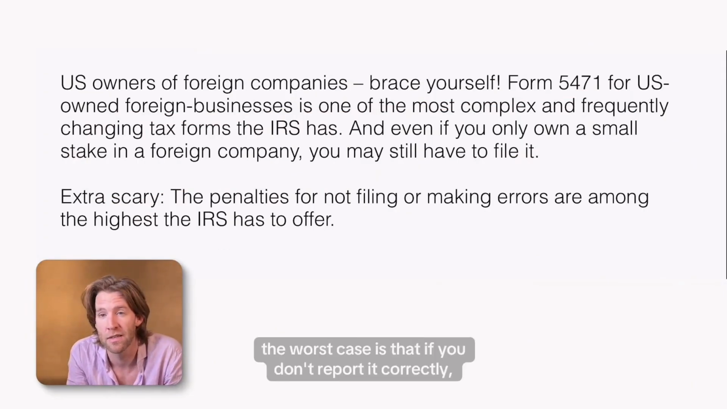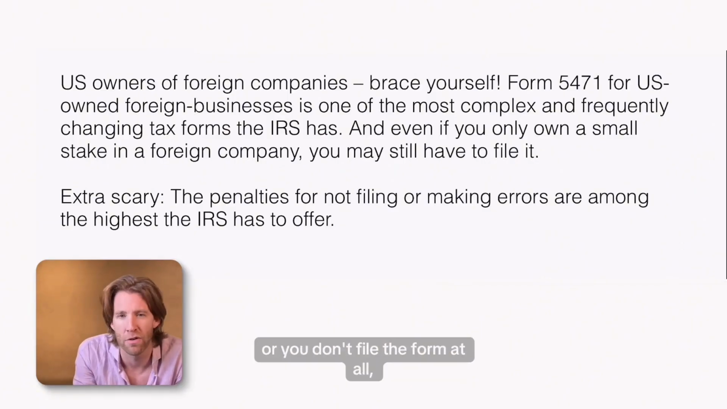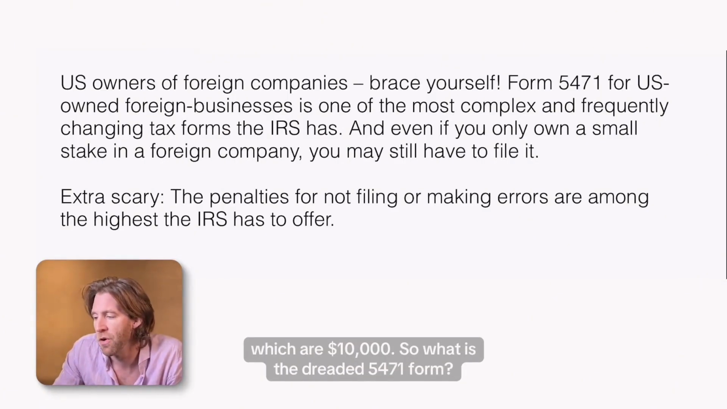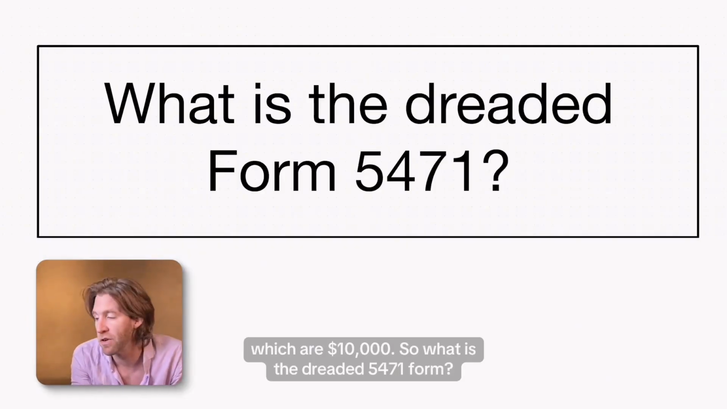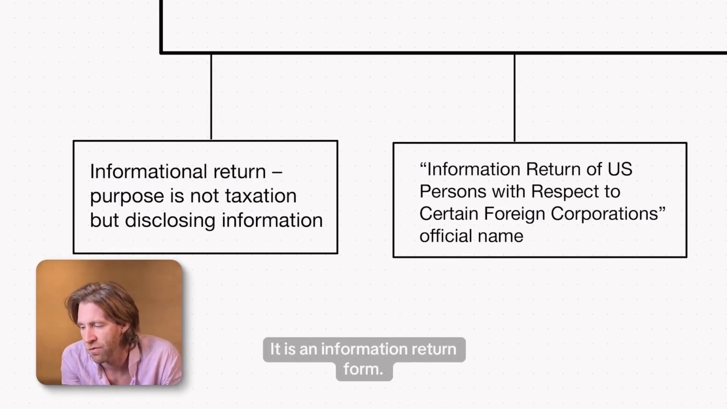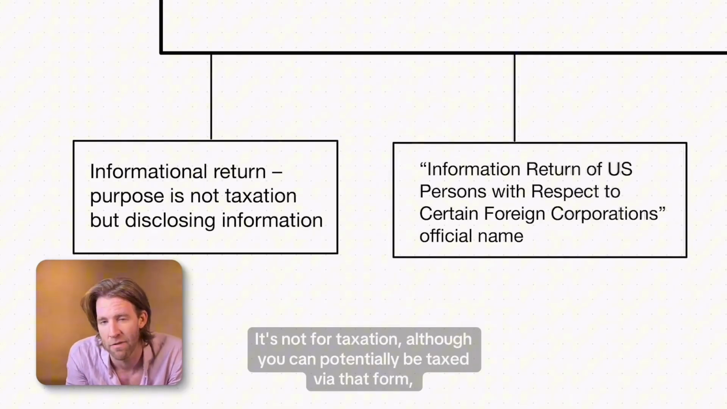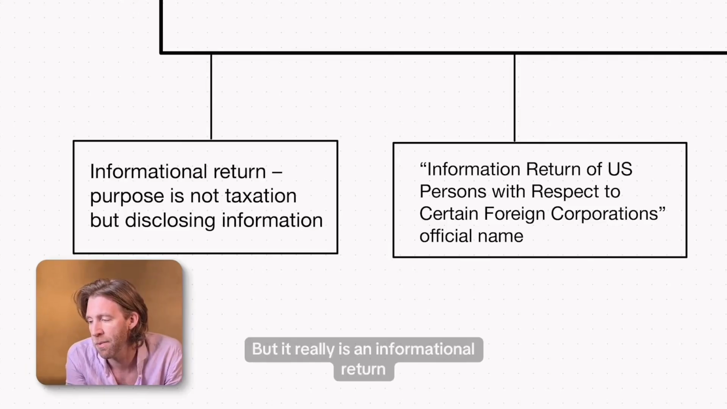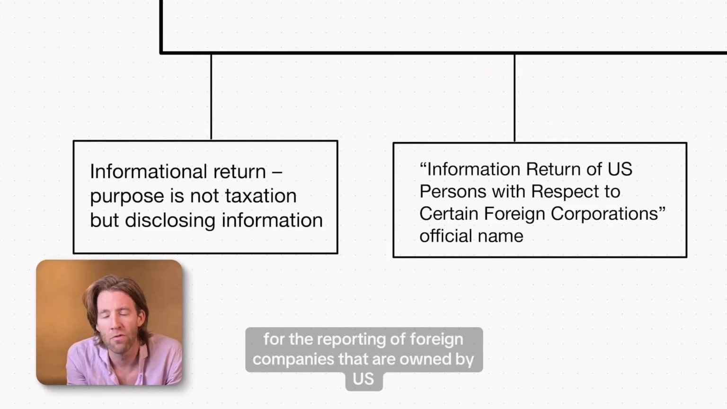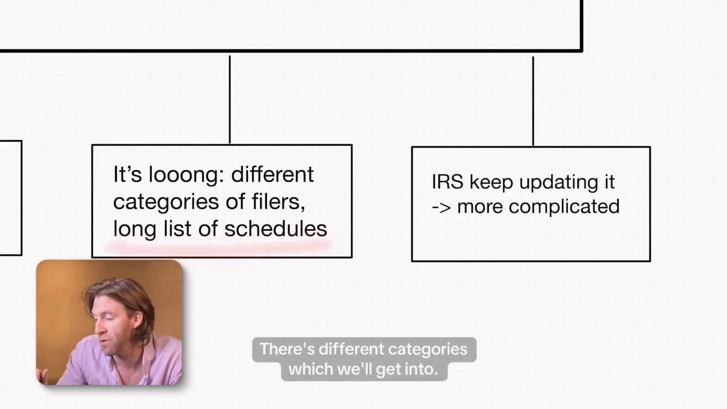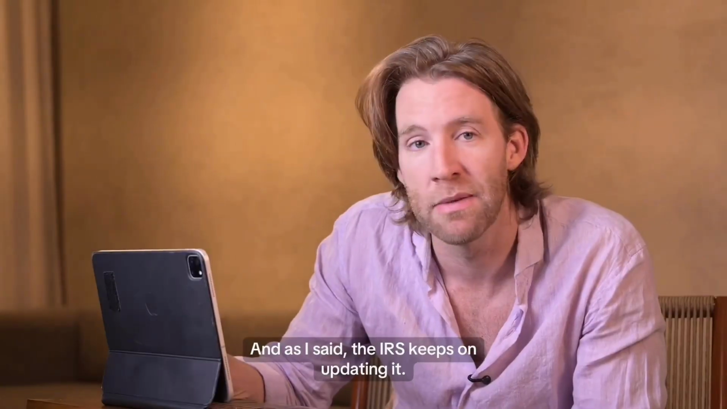And again, the worst case is that if you don't report it correctly or you don't file the form at all, there could be penalties of $10,000. So what is the dreaded 5471 form? It is an information return form. It's not for taxation, although you can potentially be taxed via that form, via the GILTI tax. But it really is an information return for the reporting of foreign companies that are owned by U.S. persons. And it's long. There are different categories, which we'll get into. And as I said, the IRS keeps on updating it.